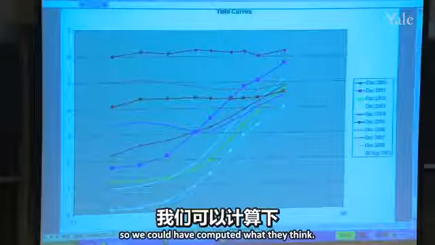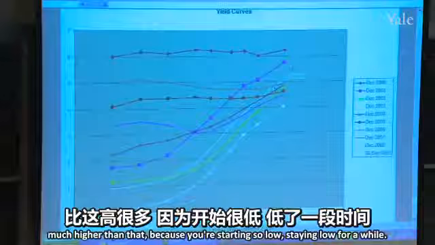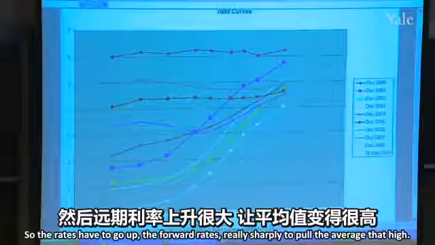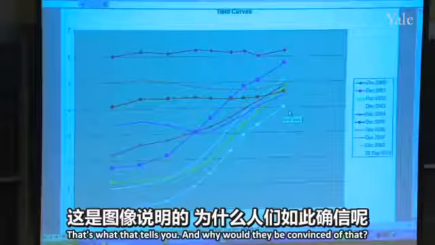So we could have computed what they think. So they think rates are going to go way up in the future, okay? Much higher than that, because you're starting so low. So you're going to stay low for a while. So the rates have to go up, the forward rates, really sharply to pull the average that high. So people are convinced that rates are going to go up in the future. That's what that tells you.